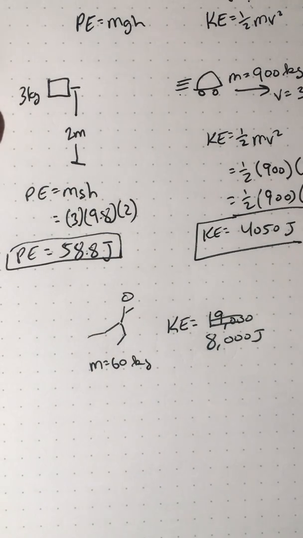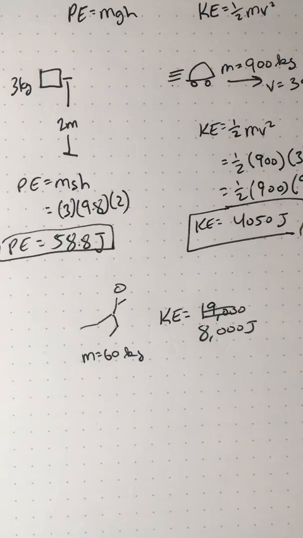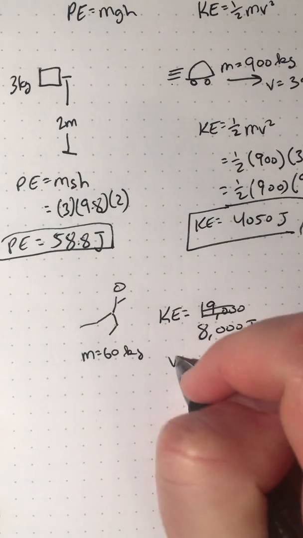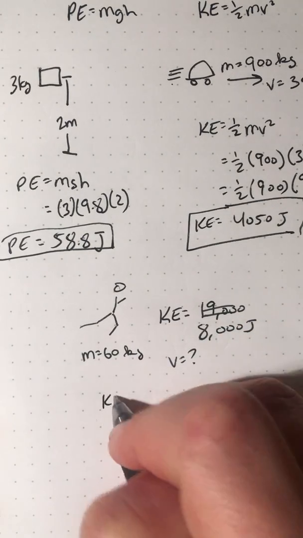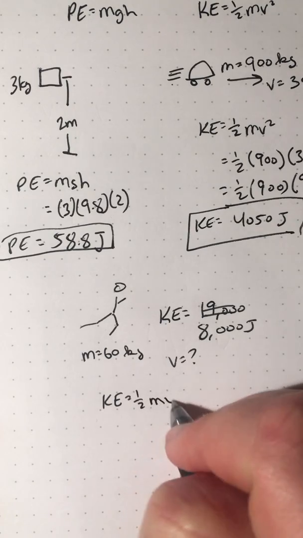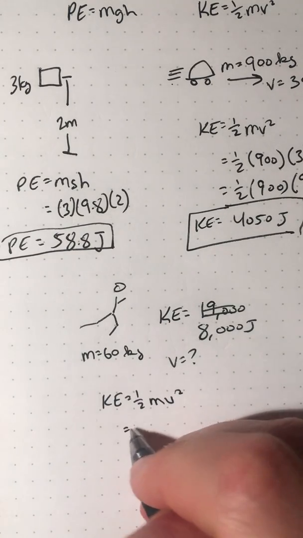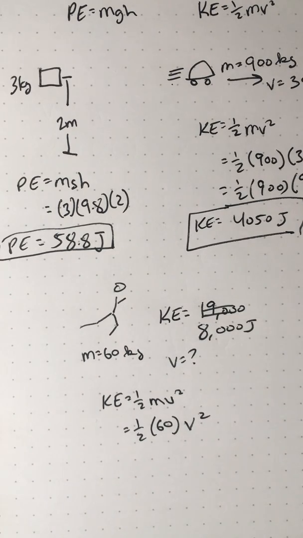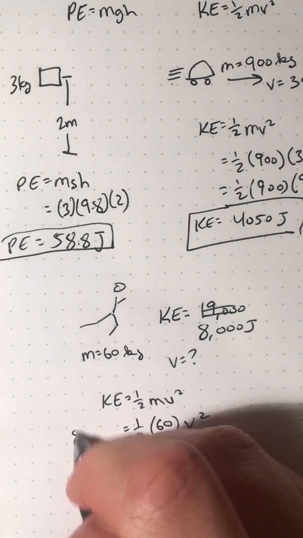So the other thing you can do is run this backwards. Now, if you feel confident that you could run this backwards, you can go ahead and stop the video here and go into check for understanding. But I'm going to do this one real quick because I want to make sure that you know how to solve a problem when you're looking for the velocity. So use KE equals 1/2 mv squared. I have 1/2 times 60 times, this time I don't know v, so I leave v squared, and the KE is 8,000.